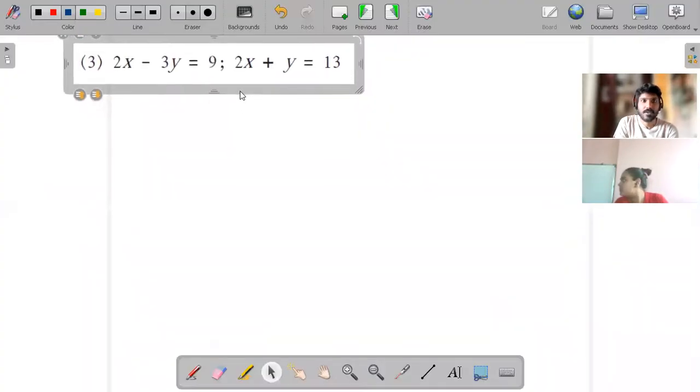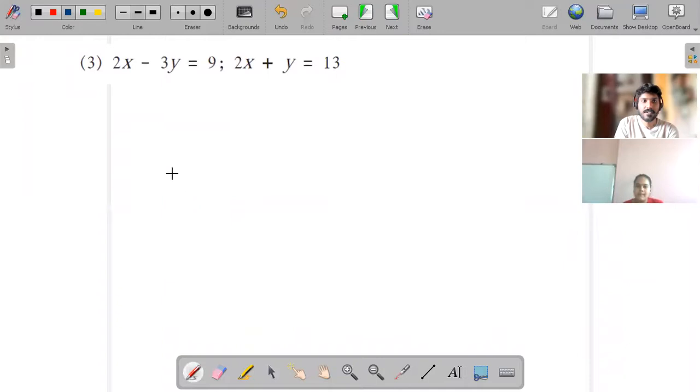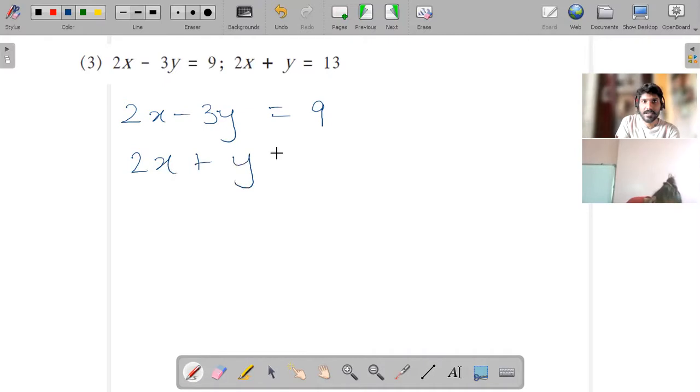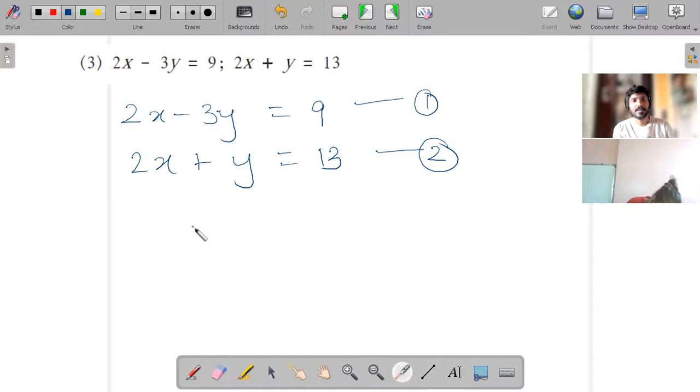Okay. The third one is 2x minus 3y is equal to 9. And here it is 2x plus y is equal to 13. This is equation 1. This is equation 2. Now, can you look carefully and tell me what will get cancelled? Here it is minus 3y and here it is plus y.